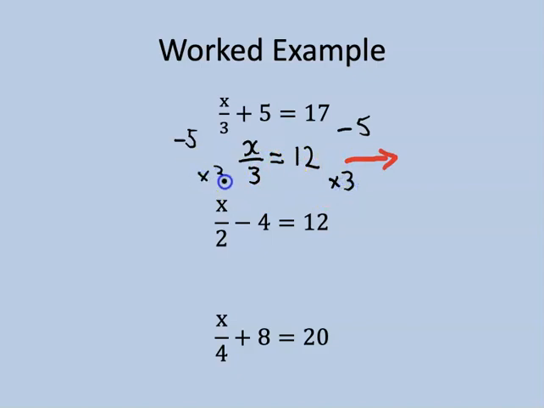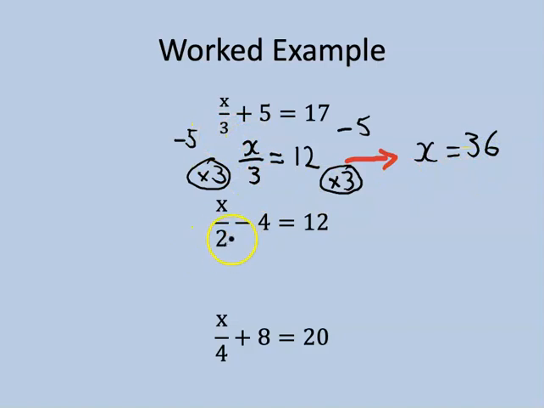And this problem just looks worse than what it actually is. So we multiply the number. That's what's going on here. When we multiply by that 3, this 3 on the bottom just cancels out. So we're left with just x. 12 times 3 is 36.